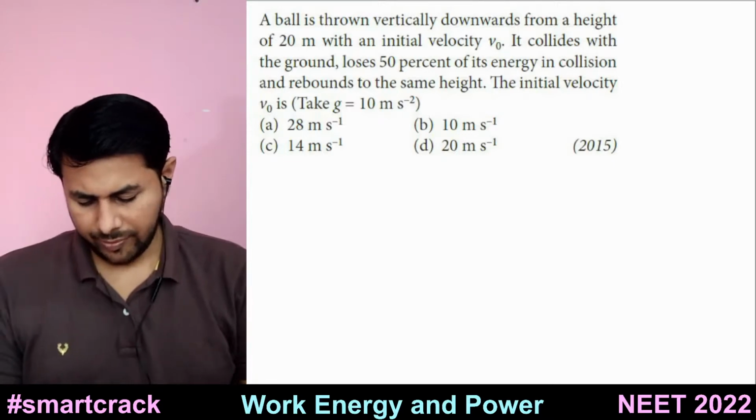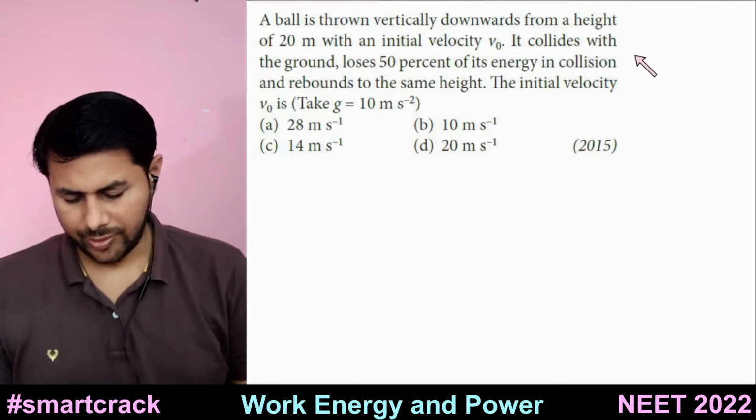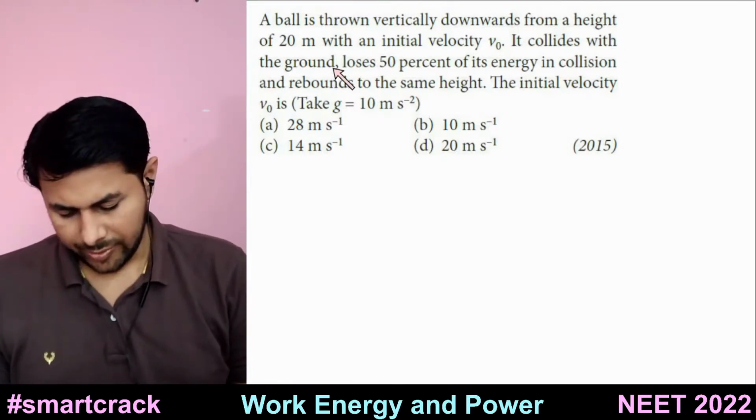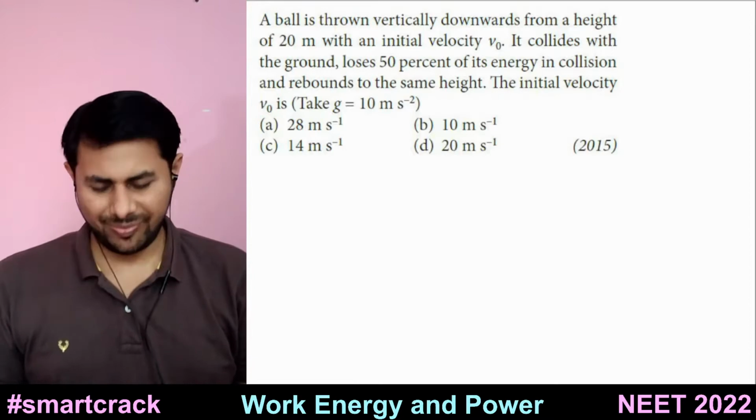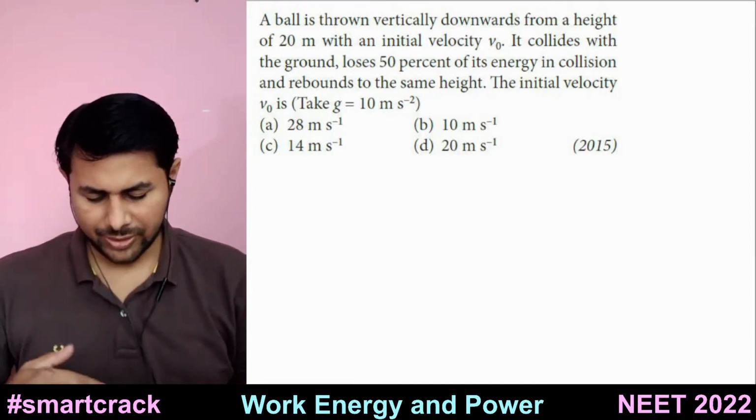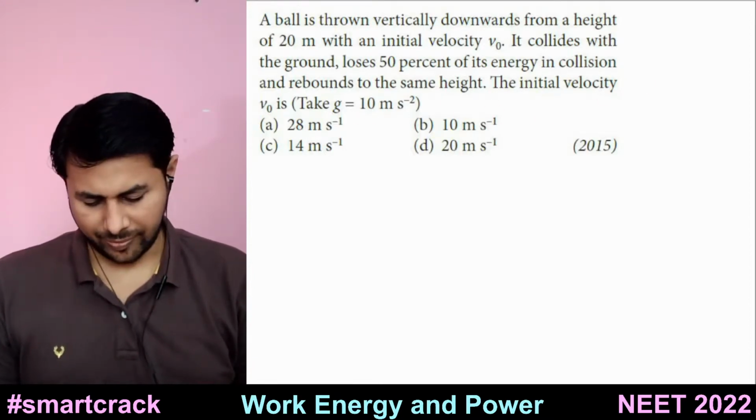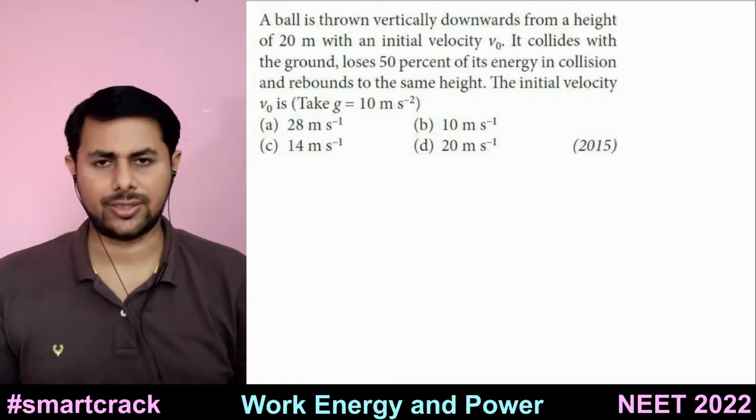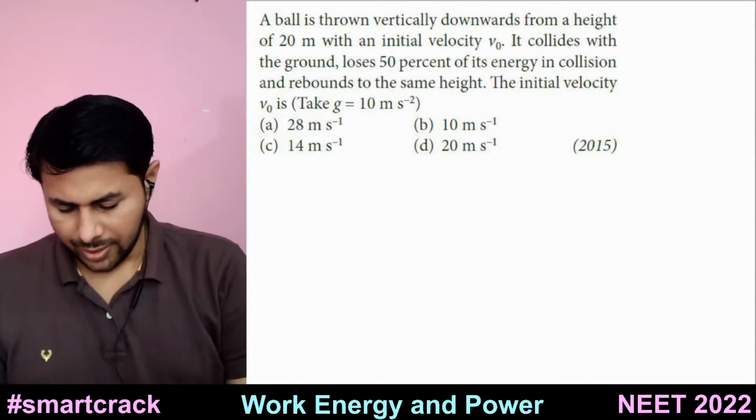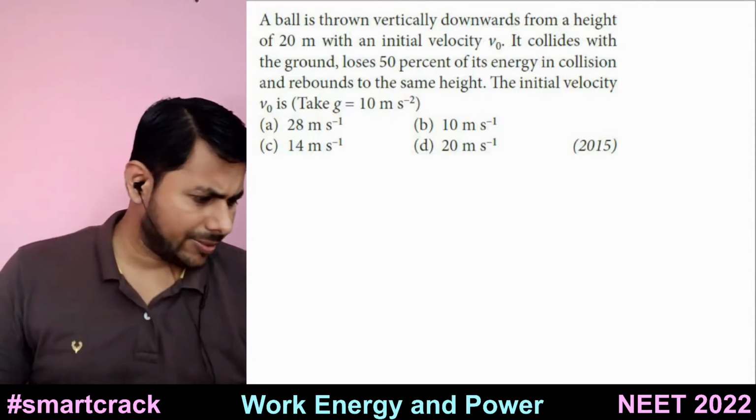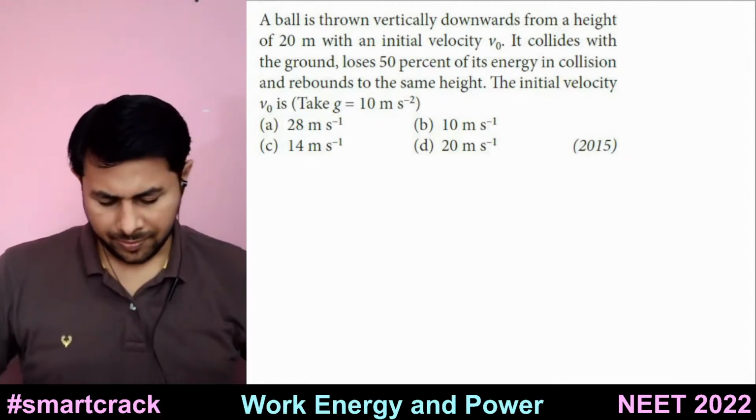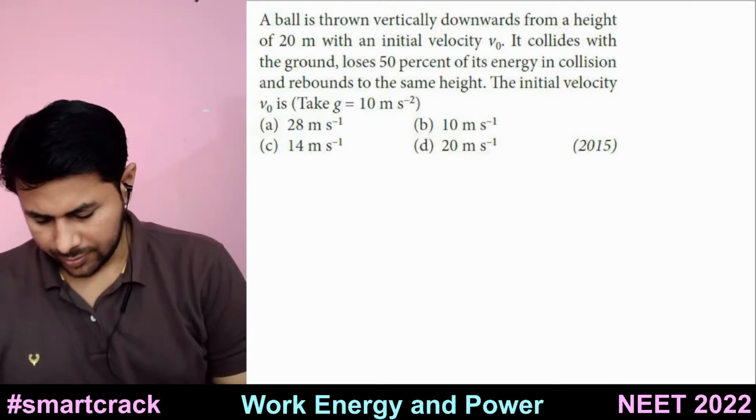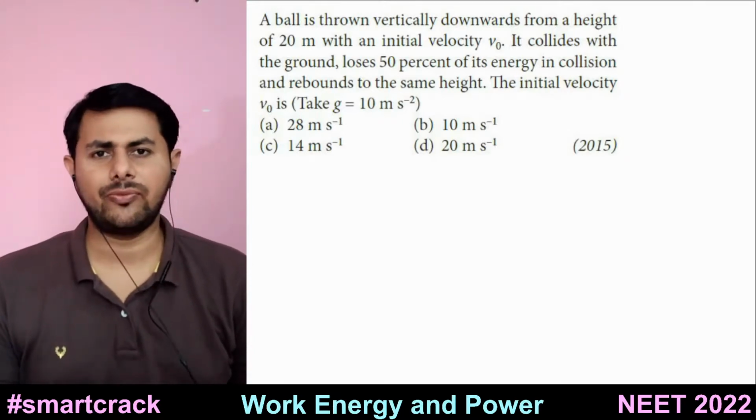So let's see another problem. A ball thrown vertically downwards from height 20 meters with initial velocity v0 collides with the ground, loses 50% of its energy in collision and rebounds to the same height. Okay, the initial velocity v0. Let's suppose the ball collides with some velocity.